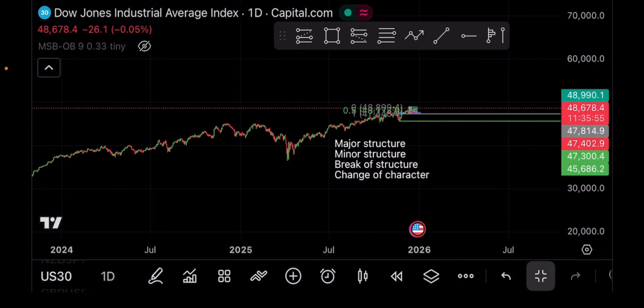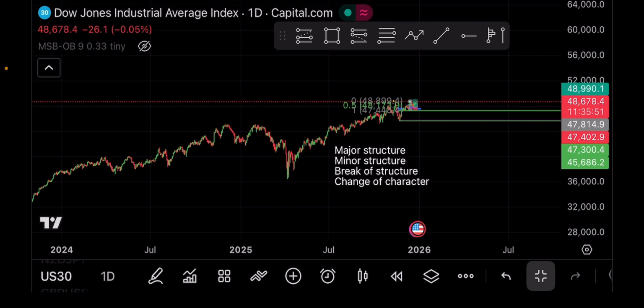Hi guys, good morning. This is part 2 of our structural cards, and I will be taking us through the major structures, the minor structures, then the BOS, which is break of structure, and then we're also going to touch on change of character.